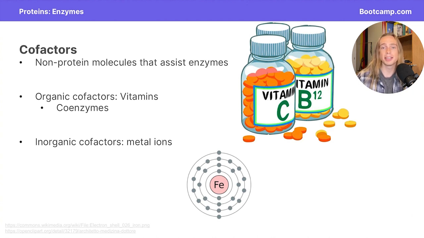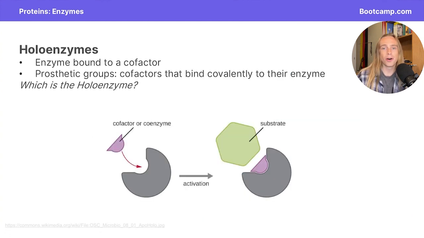These coenzymes are typically vitamins like biotin or vitamin B12 or vitamin C. Inorganic cofactors are typically thought of as metals like potassium, magnesium, or iron. Holoenzymes are enzymes that are bound to a cofactor. When a cofactor is covalently bonded to an enzyme, we call this a prosthetic group. These prosthetic groups are really tightly bound onto the enzyme.